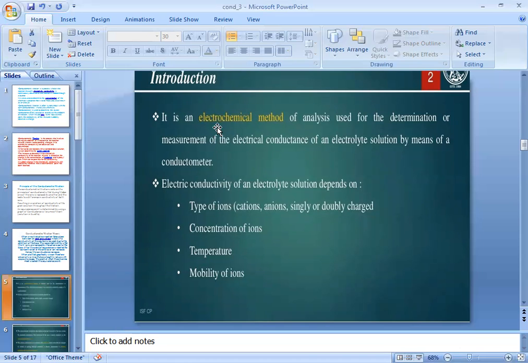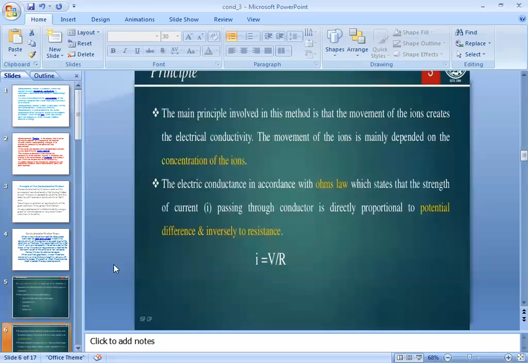Okay, so this is the electrochemical method of analysis for the determination or measurement of the electrical conductance of the electrolyte solution by means of a conductometer. So there are four things on which this electrical conductivity depends. One is type of ions, second is concentration of ions, then temperature and mobility of ions. So the main principle involved in this method is the movement of ions. So a movement of ions will create the electrical conductivity.